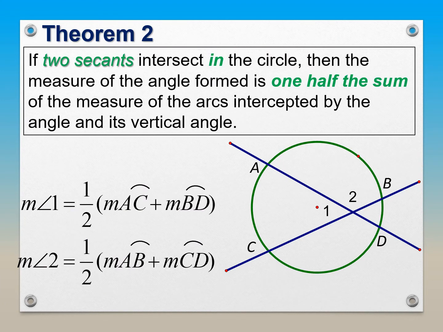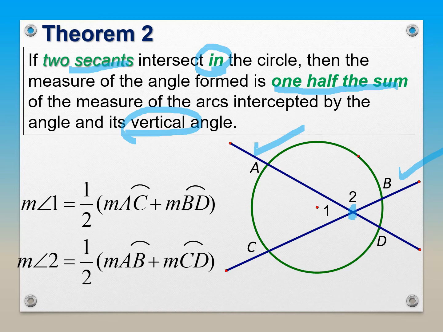Theorem number 2: if two secants intersect in the circle, then the measure of the angle formed is 1/2 the sum of the measures of the arcs intercepted by the angle and its vertical angle. Here in the figure, the two secants are secant AD and secant BC, and they intersect inside the circle. This is the point of intersection, which is inside the circle.